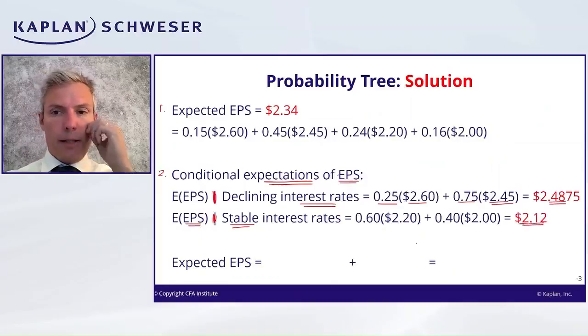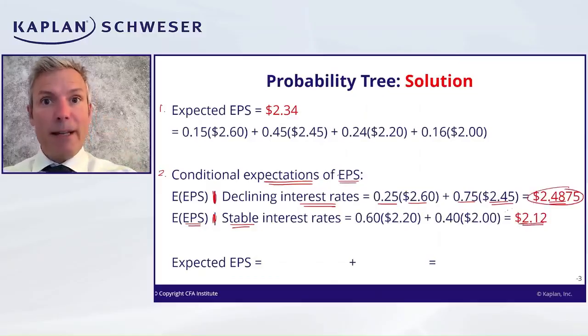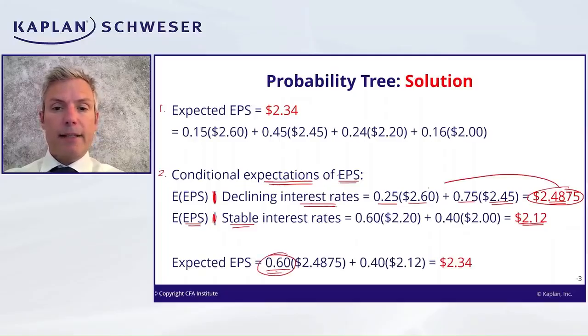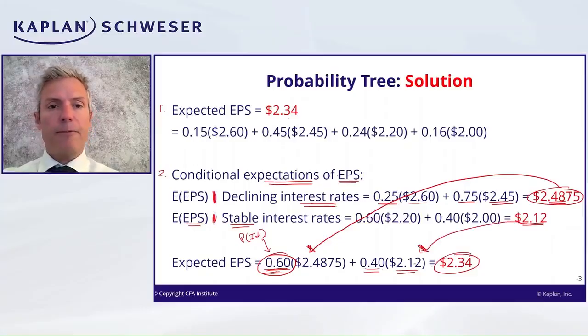And as you might expect, you've got higher expected earnings when rates decline. And by the way, the probability of rates declining is 60%. So if we multiply this expected earnings by the probability of rates declining, and we add the probability of rates not declining or staying stable by the earnings expected when rates are stable, we get the number we first thought of. We get 2.34, which we got via the joint probabilities anyway. So we're really just double checking there that our numbers do indeed add up.